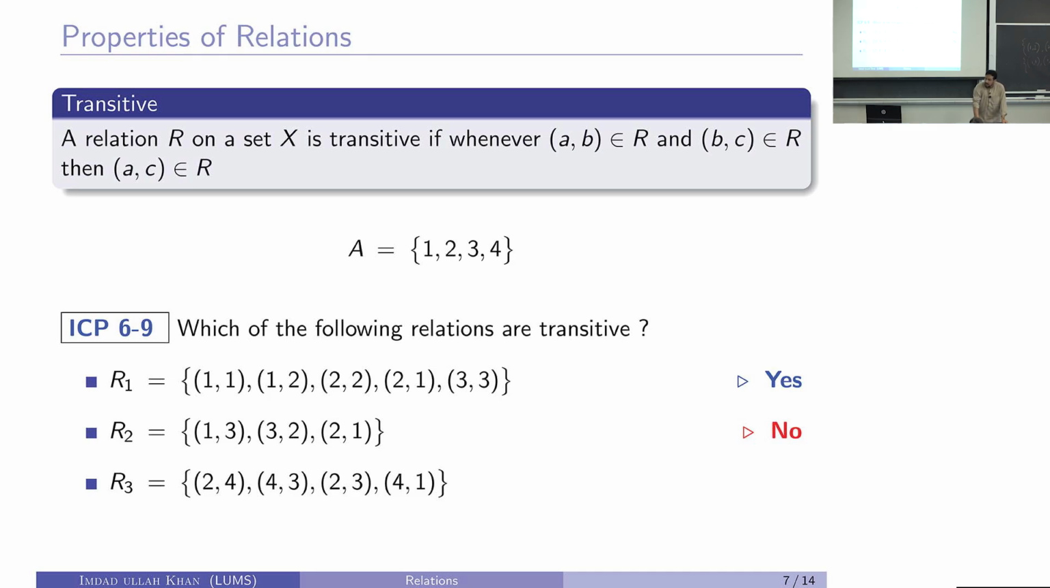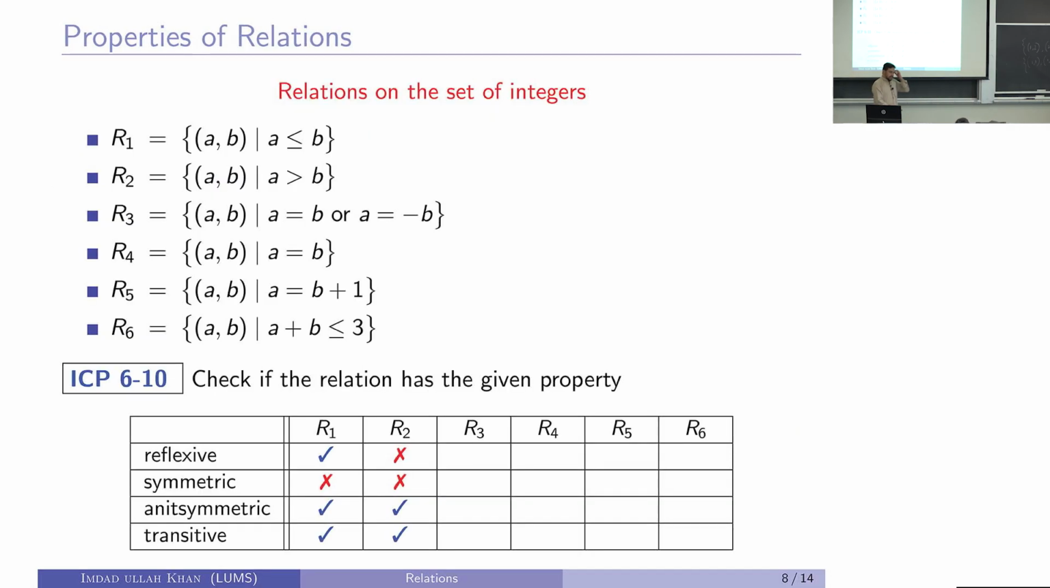Why should 2, 1 be there? Just one second. 2 is related to 4 and 4 is related to 1. That means 2, 1 should be there. So this relation is not transitive. We saw one counterexample to the requirement. Okay, clear? Let's go back to our old relation examples, R1, R2, R3, R4, R6.